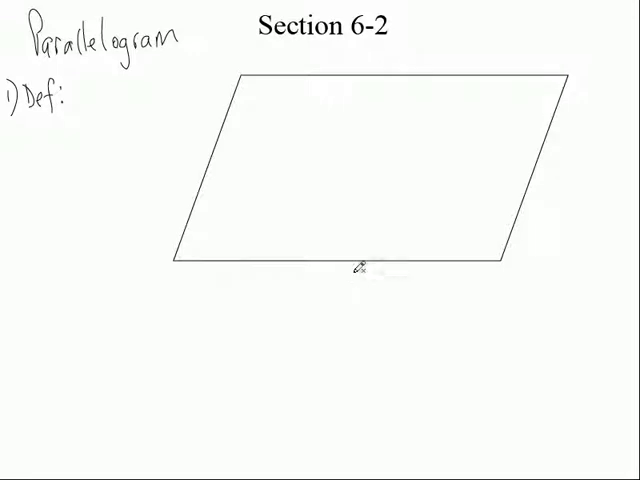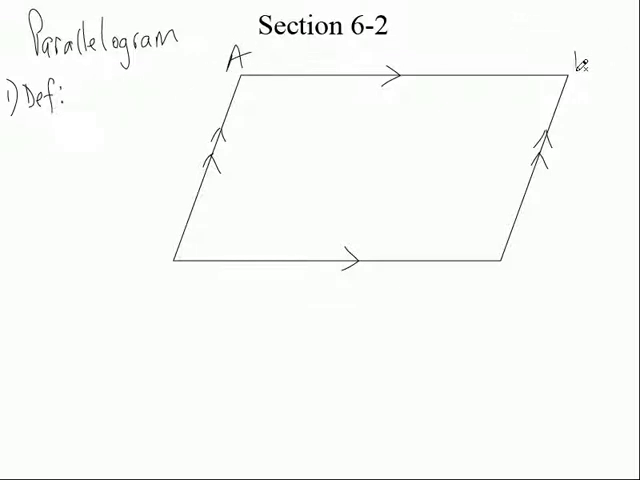Writing all this down? Get some paper out and write it down. Both pairs of opposite sides are parallel to each other. So that's one opposite pair of sides, and they're parallel. And then there's two pairs of opposite sides. That side is parallel to this side right here. So by definition, both pairs of opposite sides are parallel.